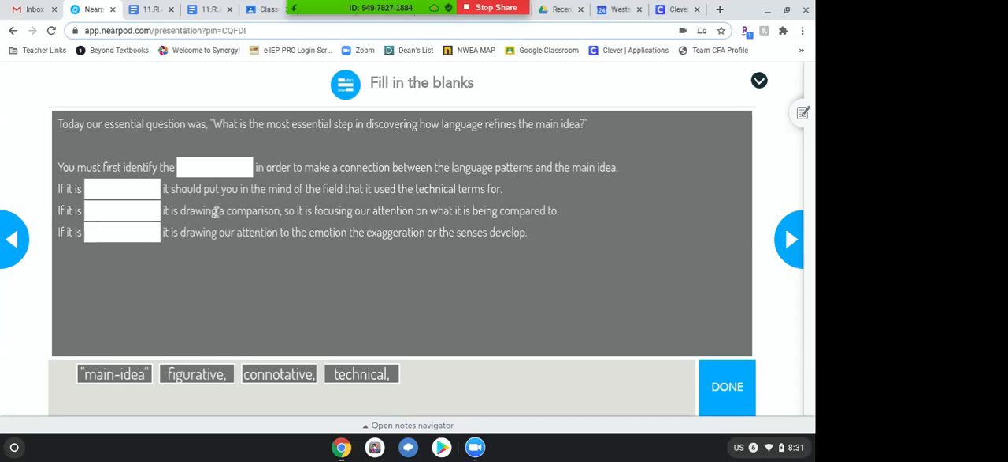That one might be a little bit trickier, but you can use process of elimination. If it is blank, it is drawing our attention to the emotion, the exaggeration, or the senses developed. So you'll be able to figure this out based on those. And then you're done.